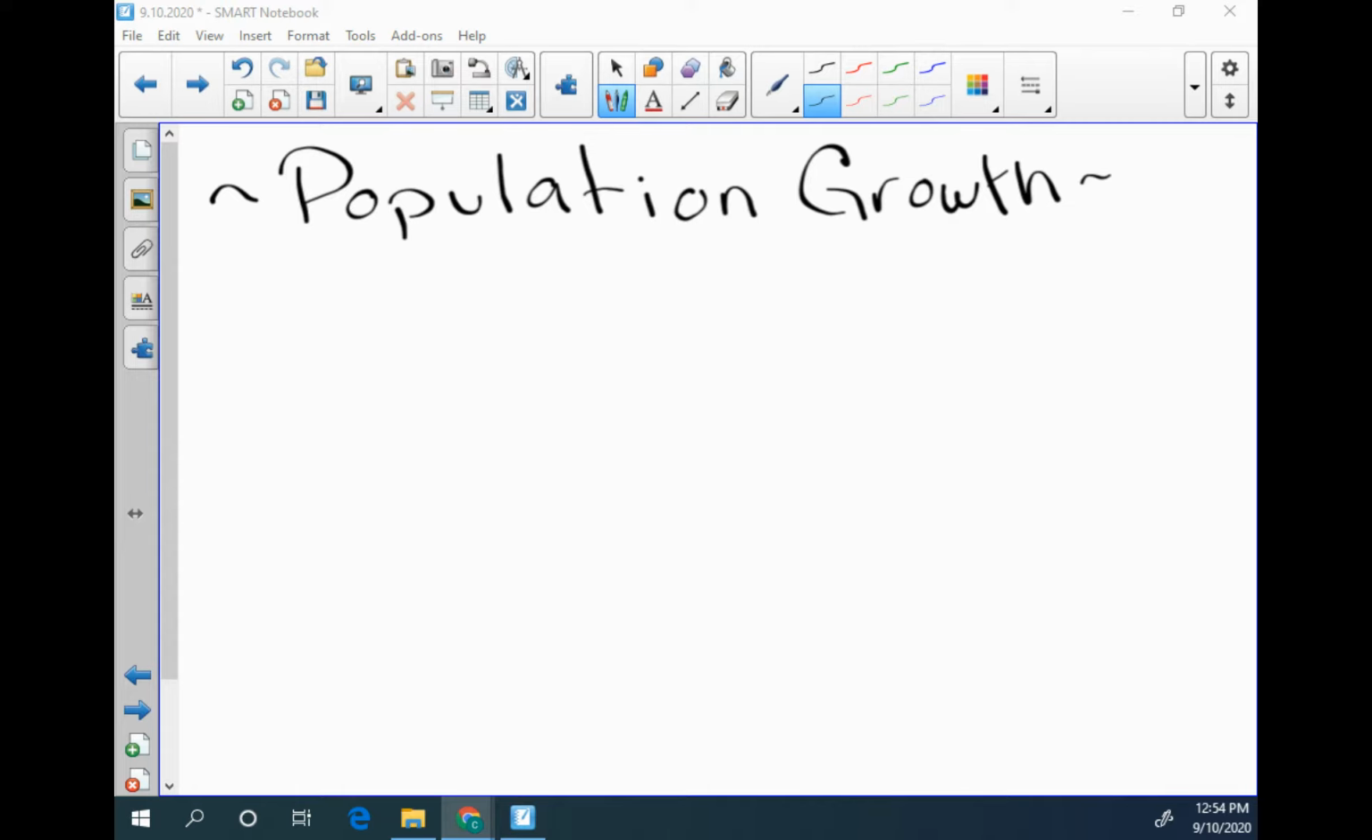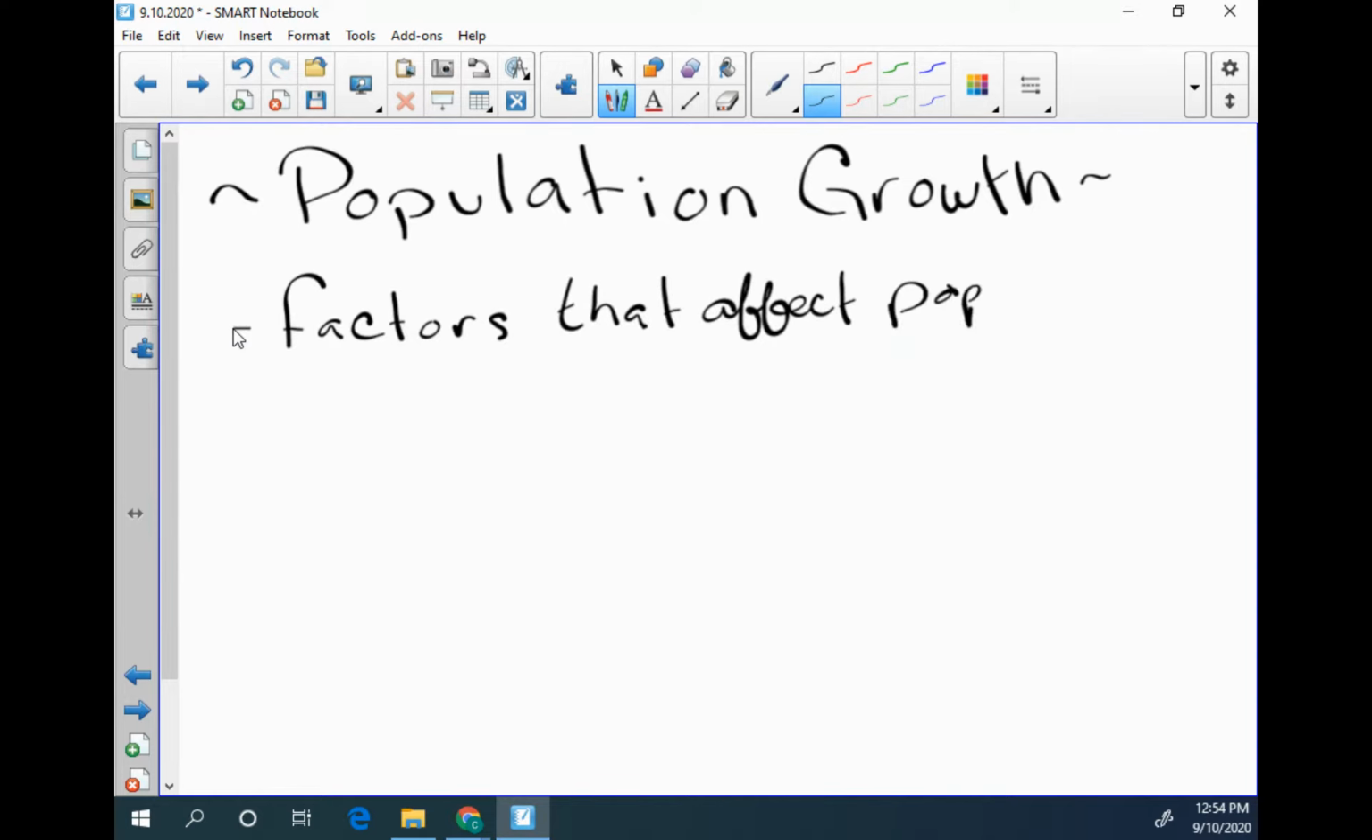So there are a couple things that determine population growth. So factors that affect population growth. We're going to write population out a lot, so I'm going to start abbreviating it to POP. You can write out all of population if you want. You can abbreviate it if you want. Do not care. They're your notes, as long as you know what's going on.